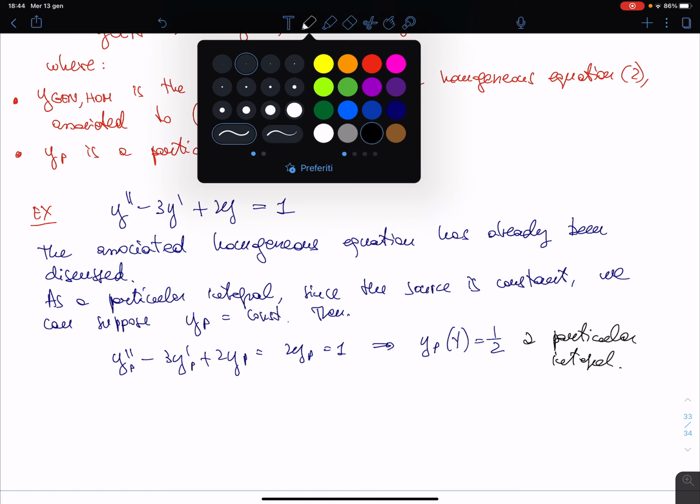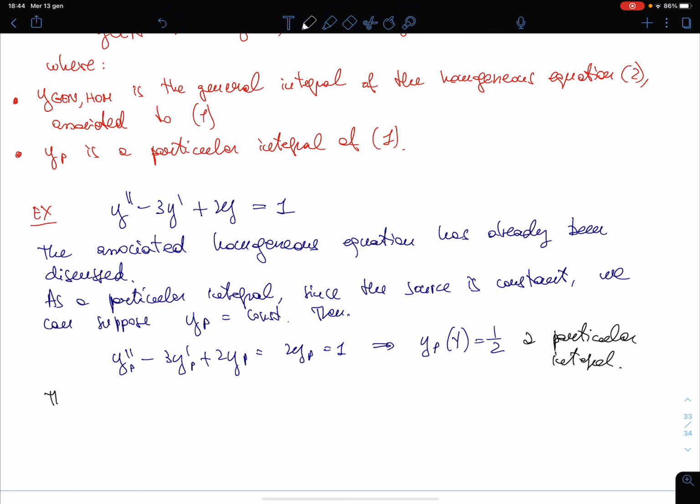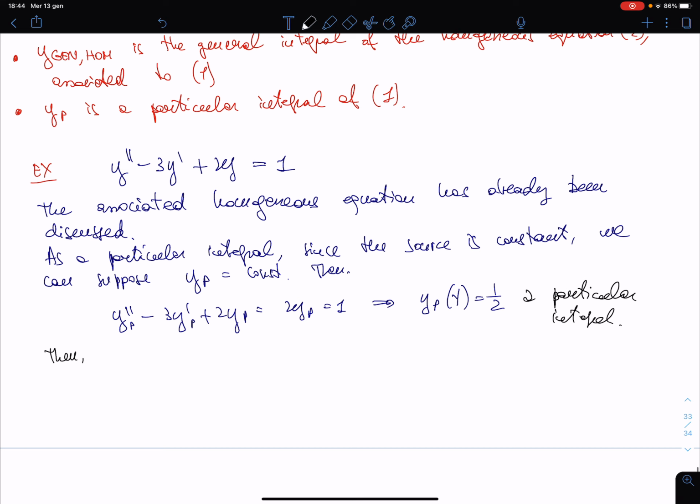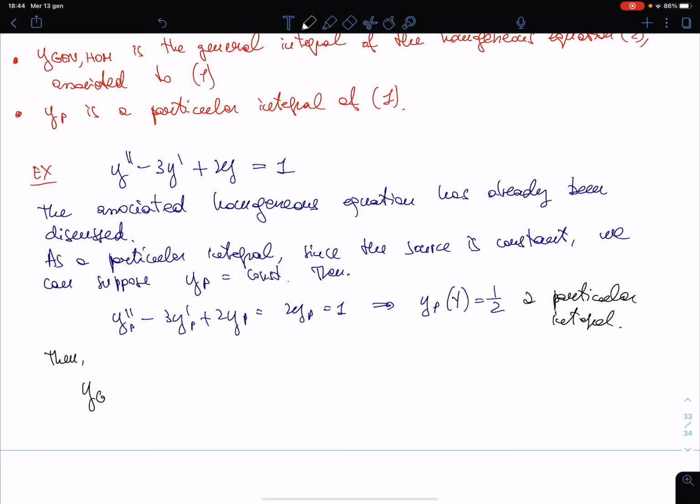Therefore, the general integral is the following. Y gen of t is equal to c1 e to the power t plus c2 e to the power 2t plus 1/2. And this is the end. Okay, and now we stop.